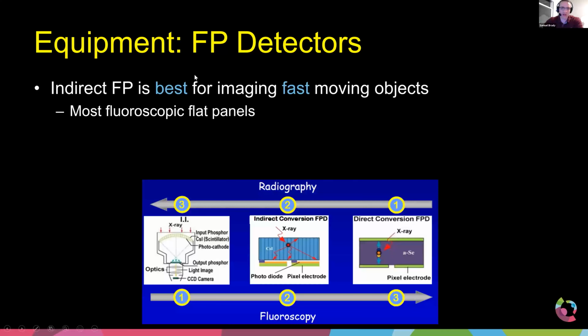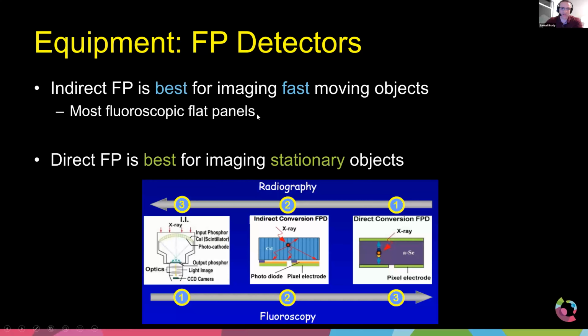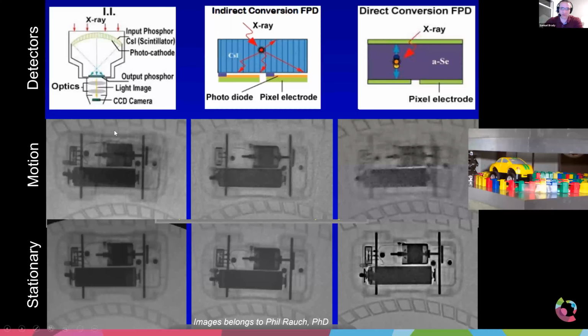All right. So how do these all compare? So indirect flat panel, this guy in the middle, is best for imaging fast moving objects, which is for most fluoroscopic flat panels. Direct flat panels, this direct conversion, are best for imaging stationary. So let's look at that. It makes more sense when you just put it.